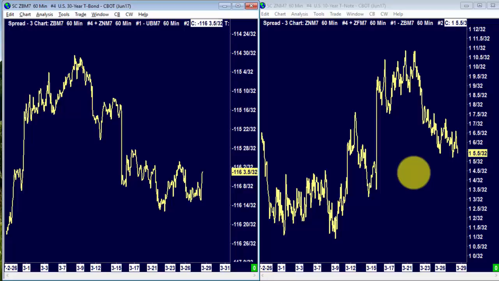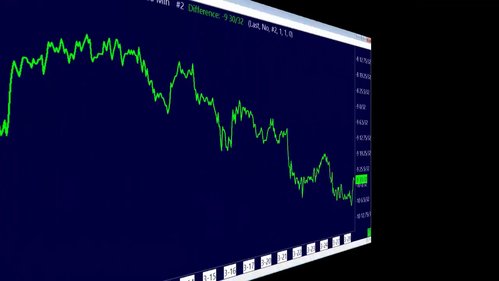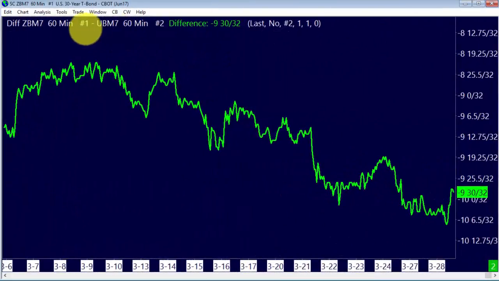Now, real quickly, I want to show you something, a little spread. Let's just look at the spread between the 30-year and the ultra, okay? So the 30-year and the ultra, one minus the other. And here's what it looks like in front of you. On a 60-minute, it's just ZB against UB. And here's how it looks.